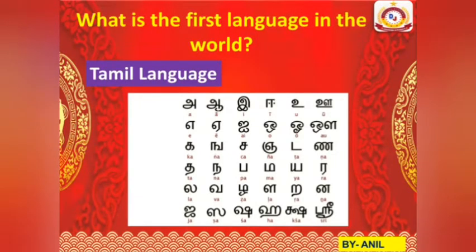What is the first language in the world? It means when the world was discovered, when the Hindu civilization or the Sindhu civilization was discovered, at the beginning the Dravidian peoples were using this kind of language, and that is the Tamil language. The Tamil language is the first language in the world. After that comes the Chinese language.